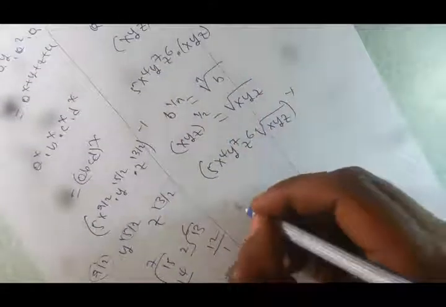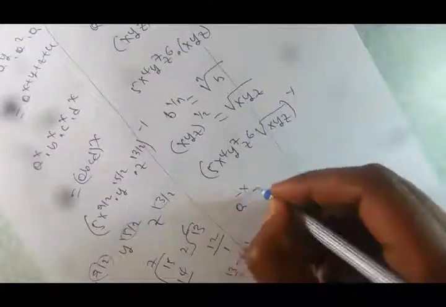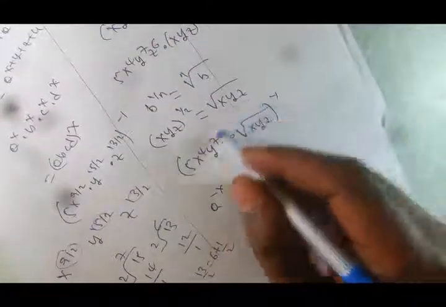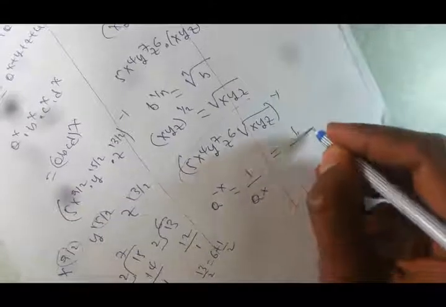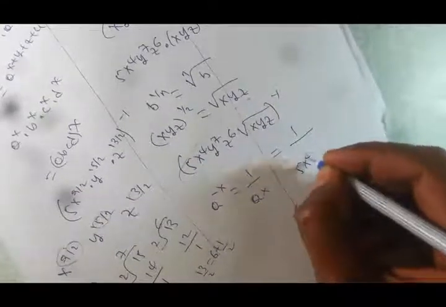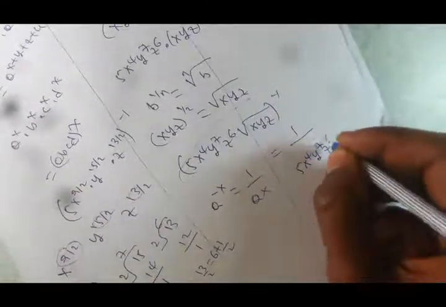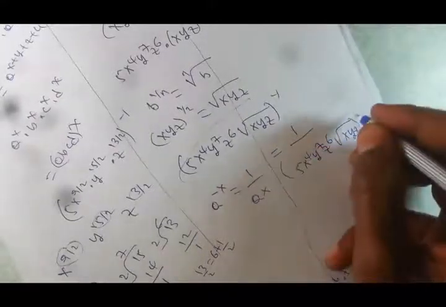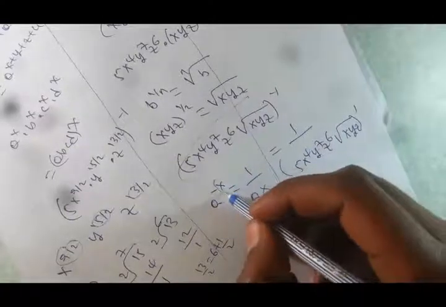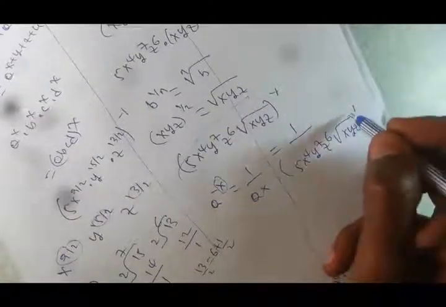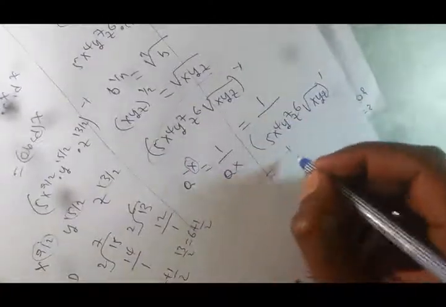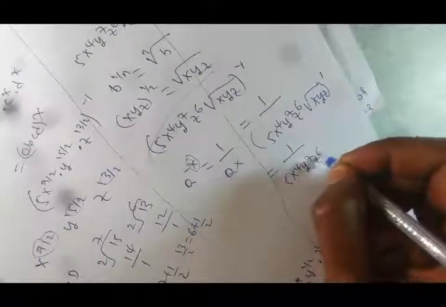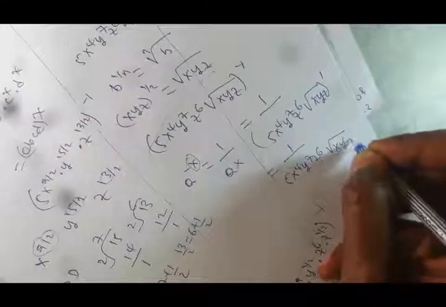And we know that a raised to minus x can be written as 1 over a raised to x. Therefore this can be written as 1 over 5 x raised to 4 y raised to 7 z raised to 6 square root of xyz raised to 1, because the value of our exponent is 1, right? This is also equal to 1 over 5 x raised to 4 y raised to 7 z raised to 6 square root of xyz.